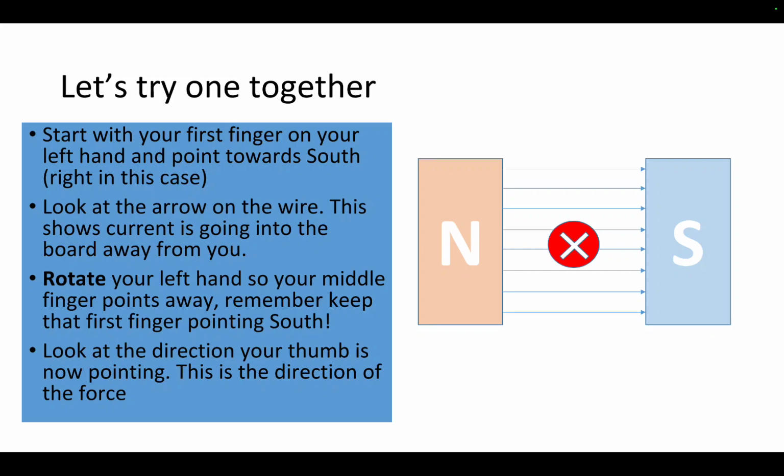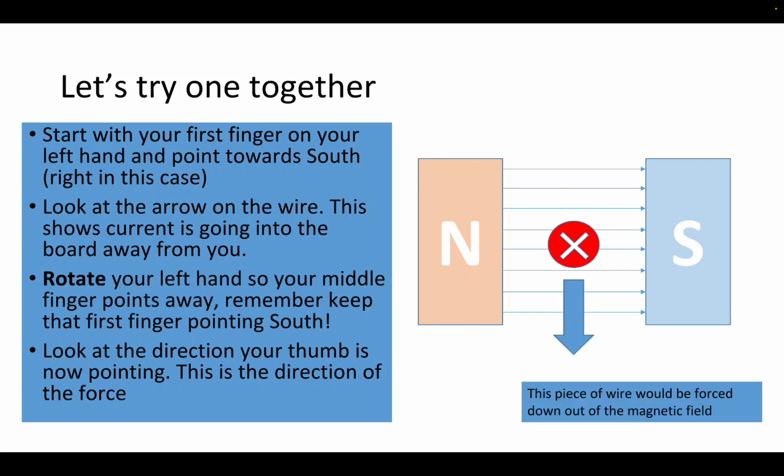And then you should see that your first finger is pointing south and your second finger is pointing into the plane of the diagram, or into the page. And you'll notice that your thumb should be pointing downwards. That's the direction of the force. So a piece of wire would deflect down. That's the motor effect predicted using Fleming's left-hand rule.